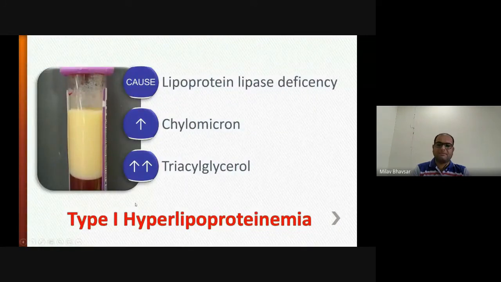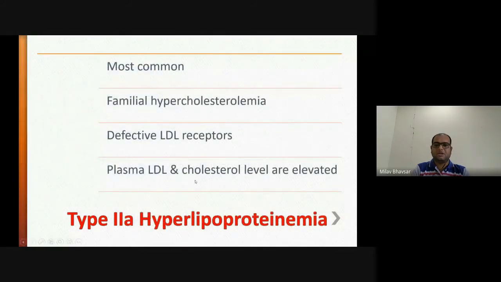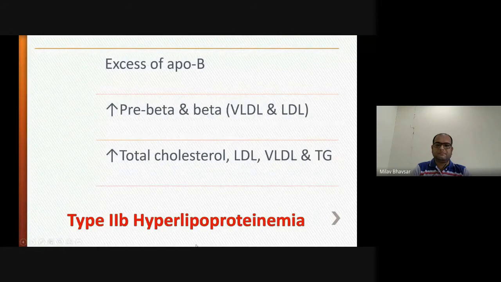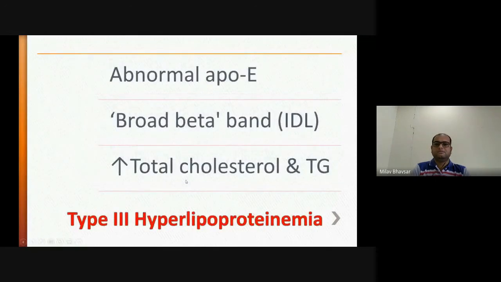So basically in type 1 hyperlipoproteinemia, what you will see in the blood of patients is like this. Once centrifugation is done, lipase is deficient, chylomicron will be increased and triacylglycerol will be very high. Type 2A, here you have defective LDL receptors, also called familial hypercholesterolemia. Type 2B, you have too much ApoB. Type 3, you have abnormal ApoE.